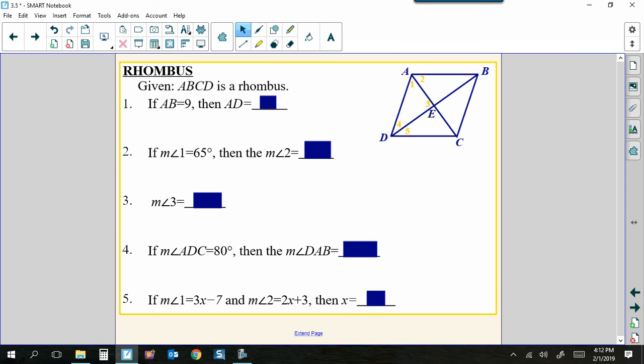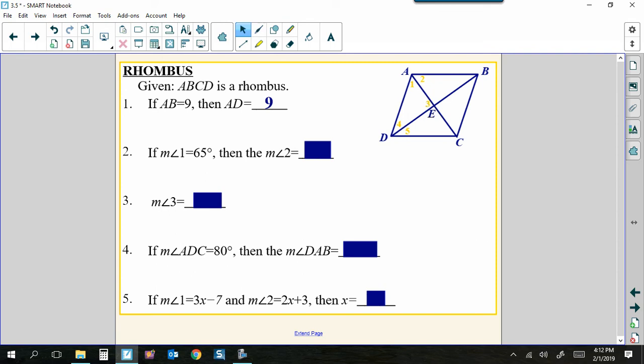Well, let's remember, a rhombus is like a square, just it's been shoved over. So all the sides have to be the same. So therefore AD must be 9. Next, angle 1 is 65 degrees, so therefore angle 2 would be what?